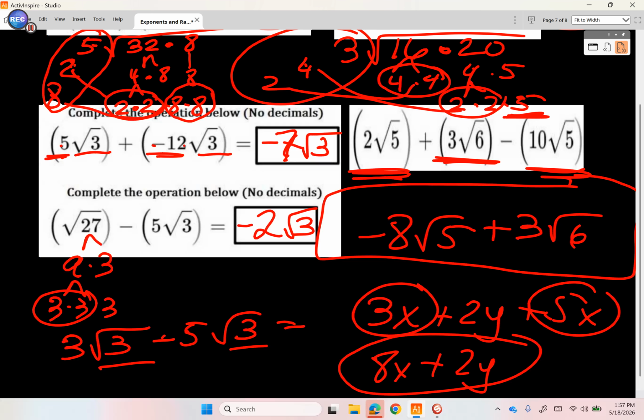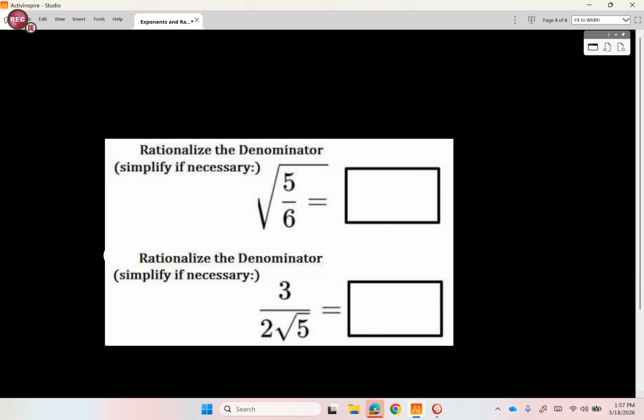All right, last page. Coming up, this is just rationalizing the denominator. All right, so a radical on a fraction belongs to both numbers. So square root of 5 over square root of 6.